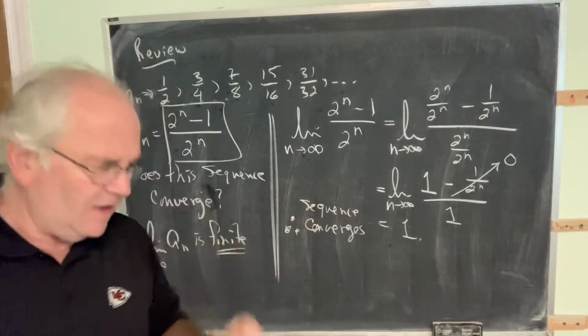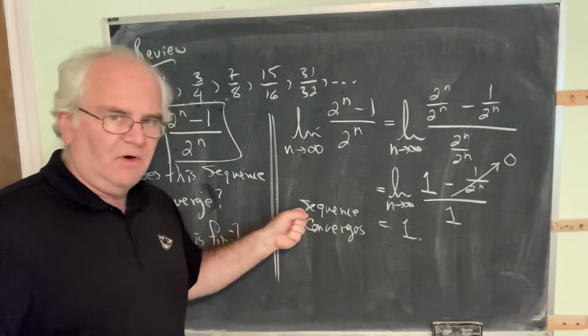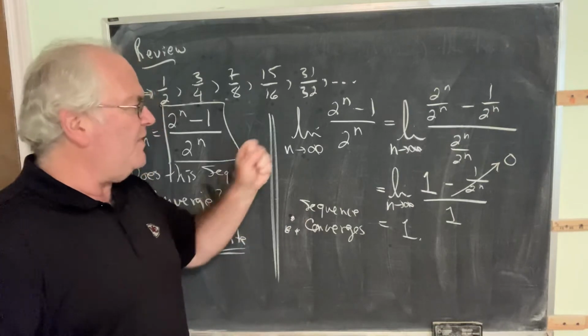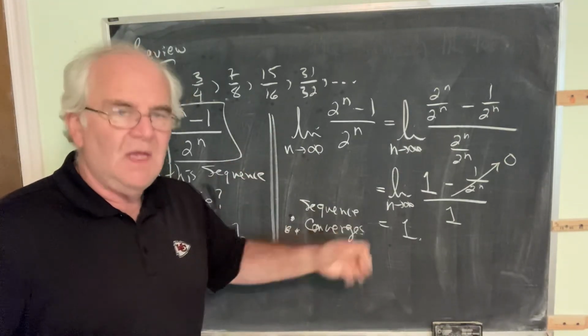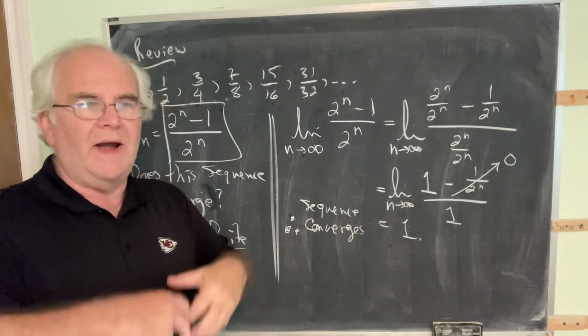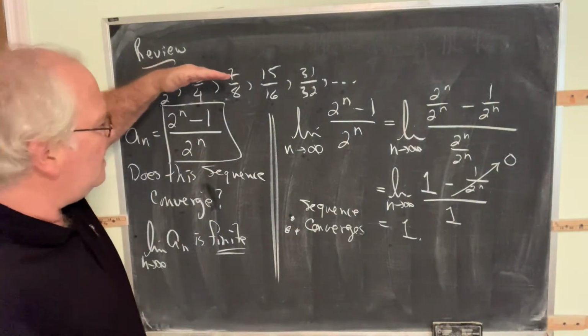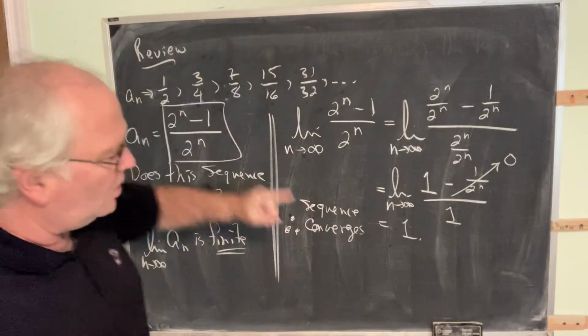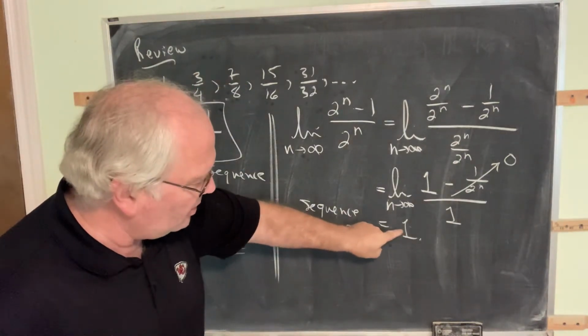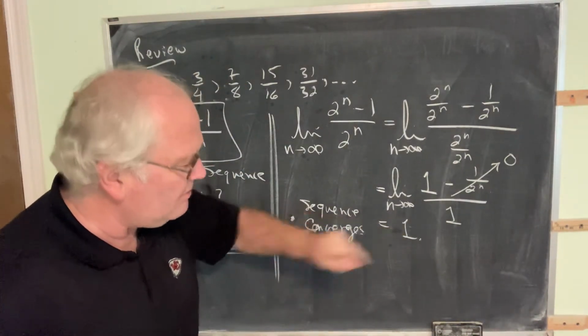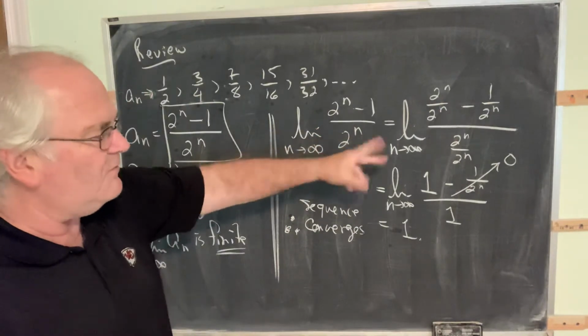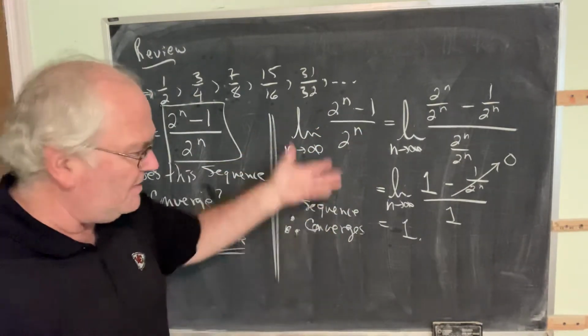So the definition of sequence convergence is that the limit is finite. An alternate way to say the same thing is that the graph approaches a horizontal asymptote, and it will approach the horizontal asymptote at that number. Remember, if this oscillates back and forth, then that limit doesn't exist.